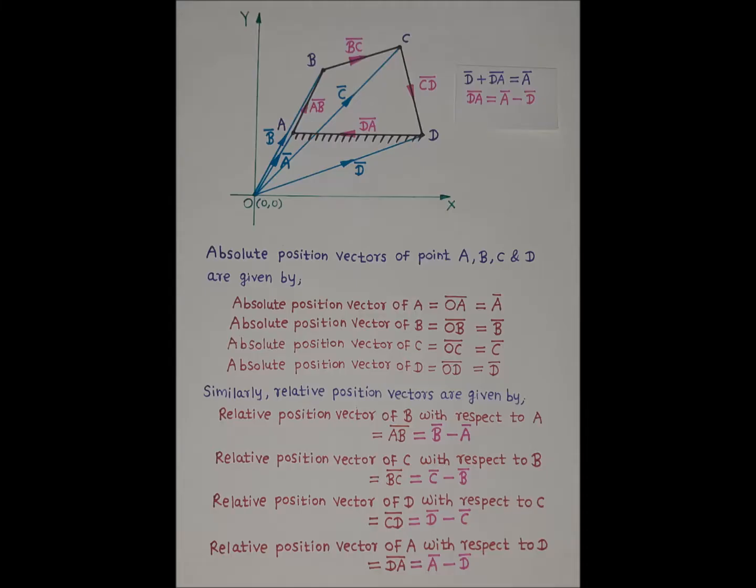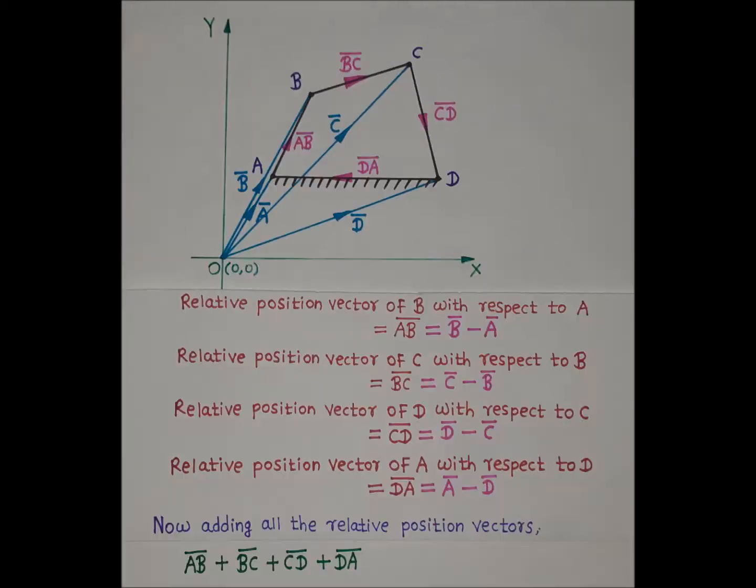Okay. Now what we will do, we will go for addition of all relative position vectors. Okay. So we are knowing what are the relative position vectors: AB bar, BC bar, CD bar, and DA bar. We have also written relations for AB bar, BC bar, CD bar, and DA bar in terms of absolute position vectors. Okay, so we are knowing what is AB bar, it is B bar minus A bar.